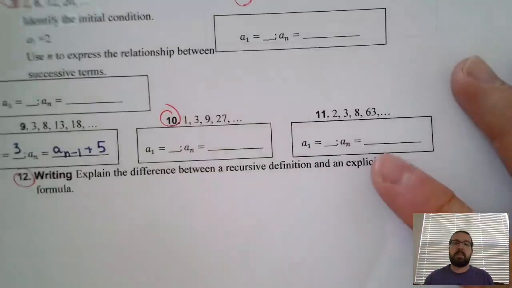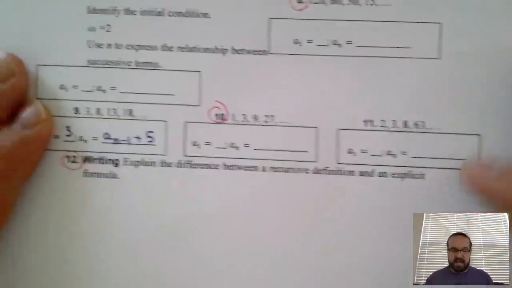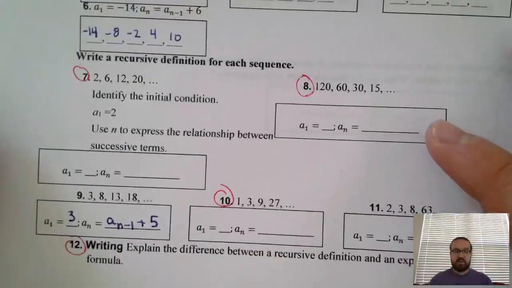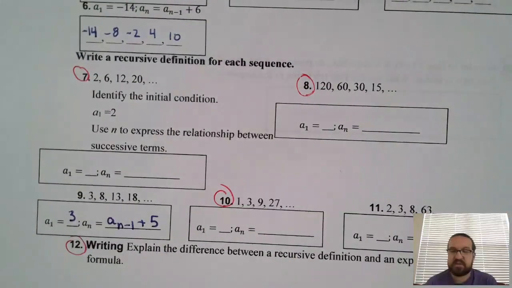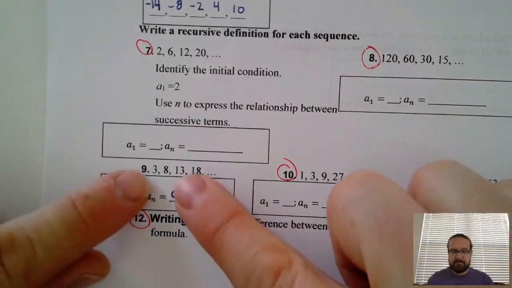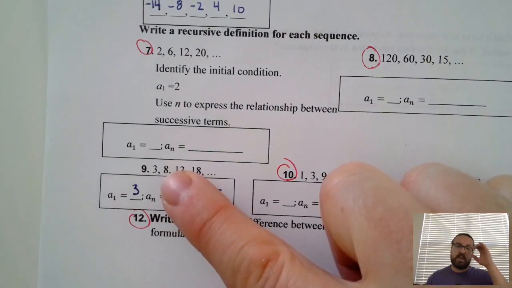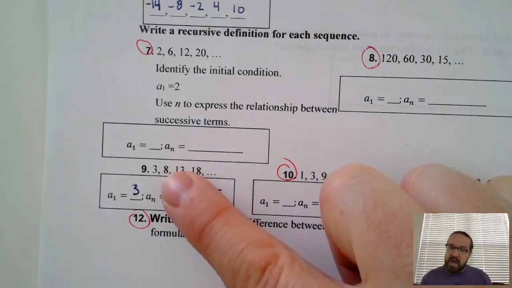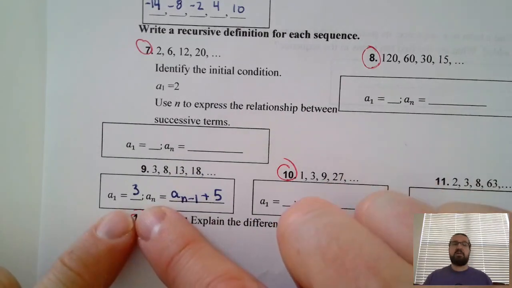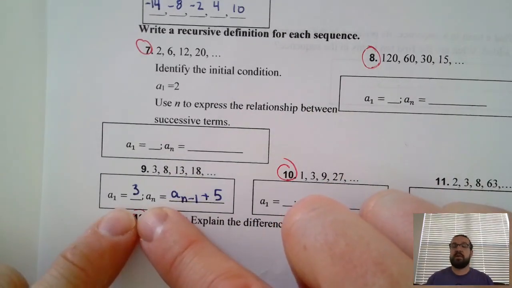All right, let's take a look here at the next section. Starting with number 7, it says write a recursive definition for each sequence. You can see the 3 problems I'm asking you to try here, 7, 8, and 10. We're doing number 9 as an example here. So if I look at number 9, I'm thinking, I wonder what the first term is. I wonder what the first answer of this pattern is. And that's going to go in the a sub 1 spot. Therefore, 3 goes right there.